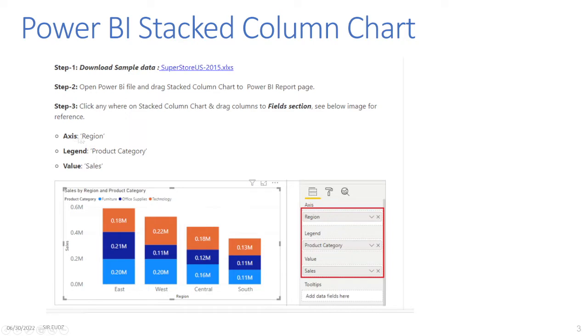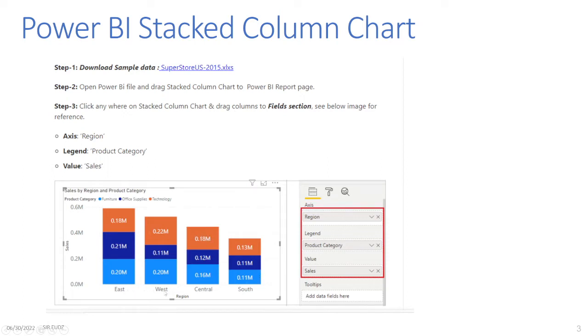So for axis we place region. For legend we place here the product category, and for value we place sales. And the chart will be similar to this one.